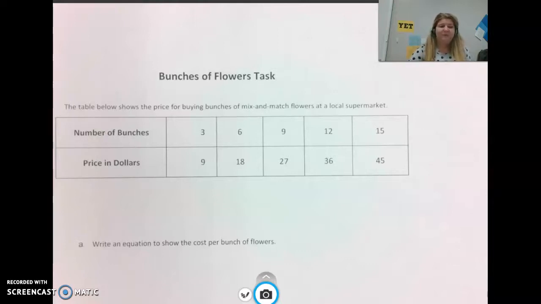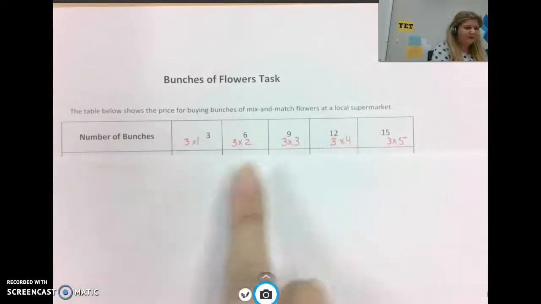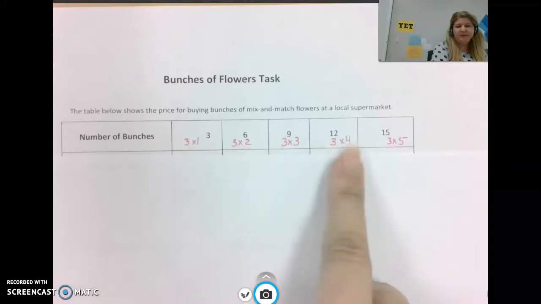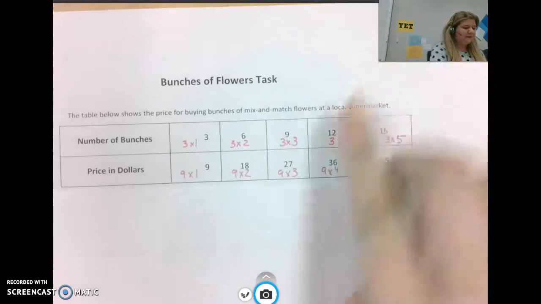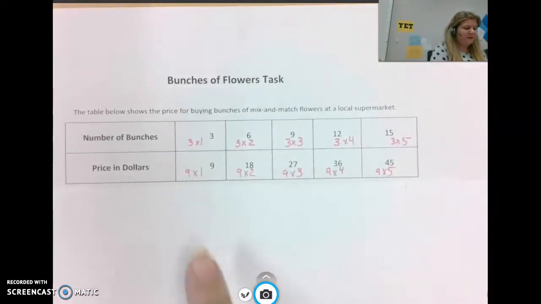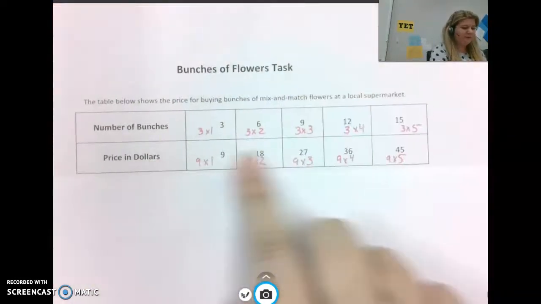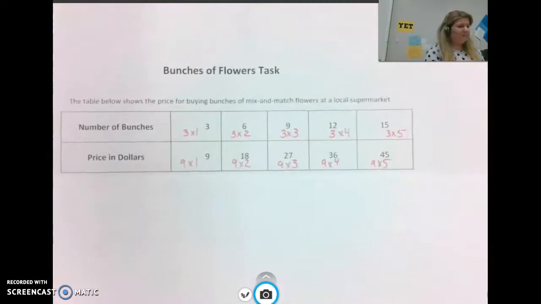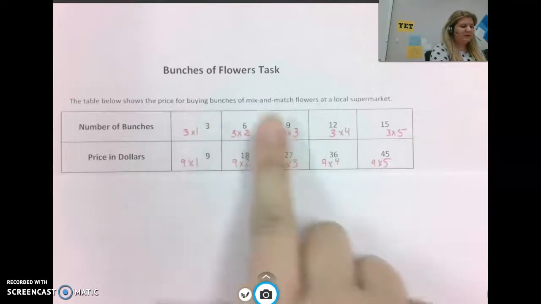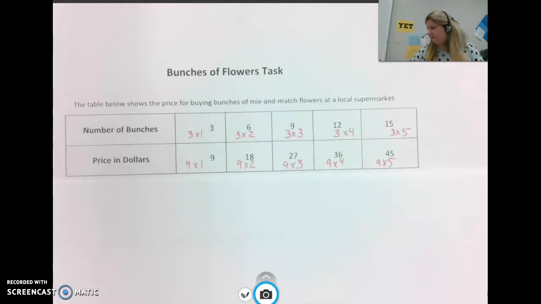that I found. So one pattern that I noticed is that in the number of bunches, it's 3 times 1, 3 times 2, and so on. And then the price in dollars is 9 times 1, 9 times 2, 9 times 3, and so on. So if I'm just looking at one of the rows, I see that happening. So I'm wondering if you can find a relationship between the two rows. So pause the video and see what you can find there.